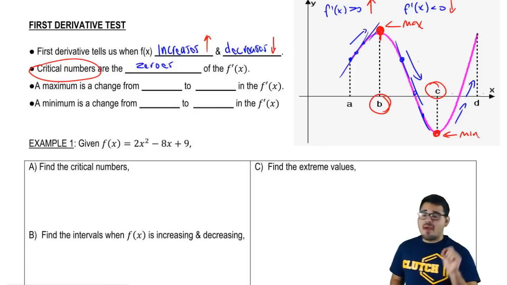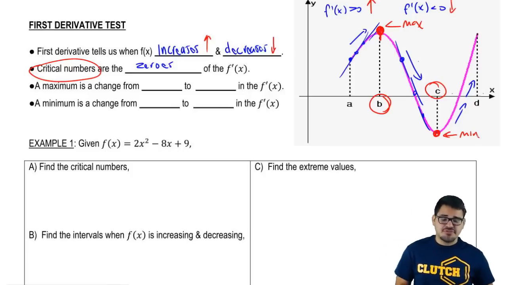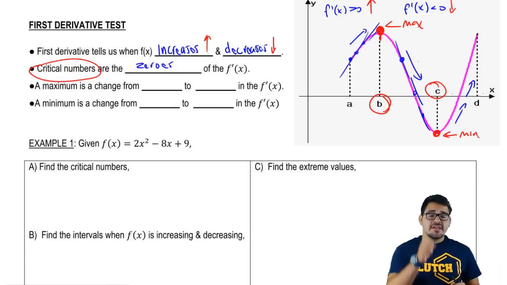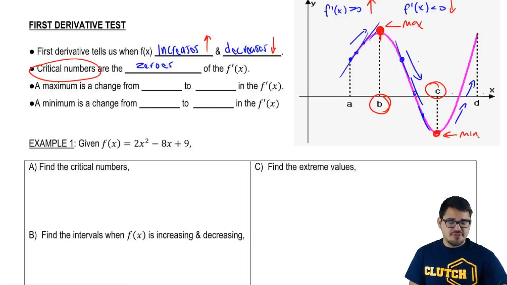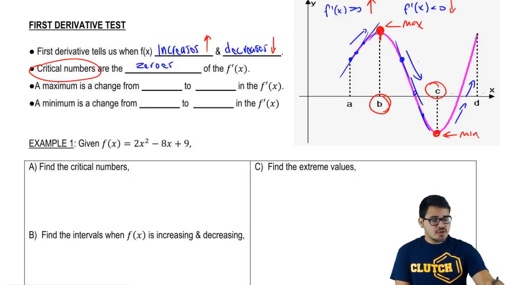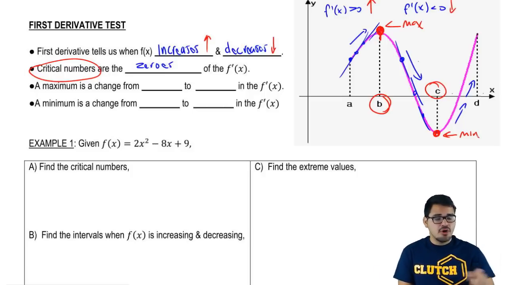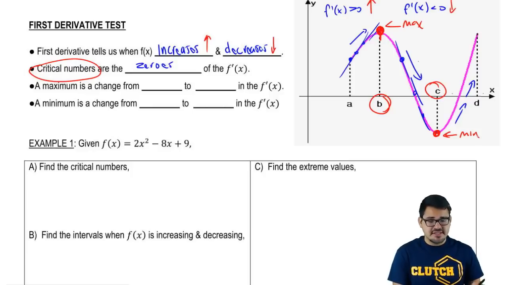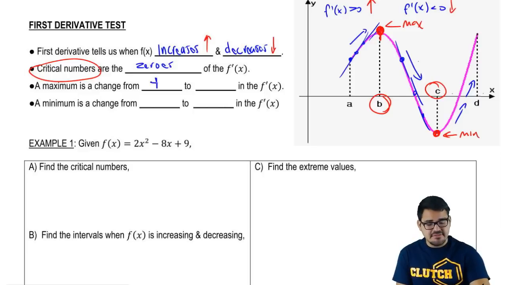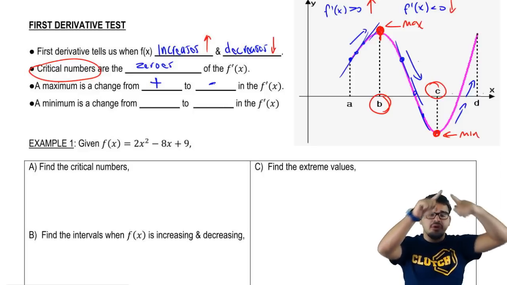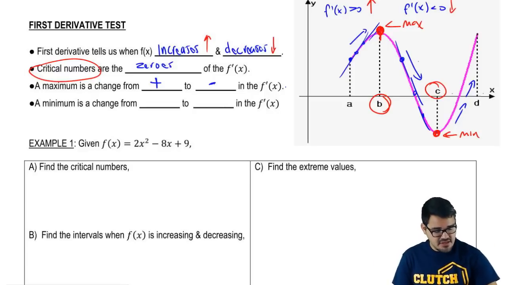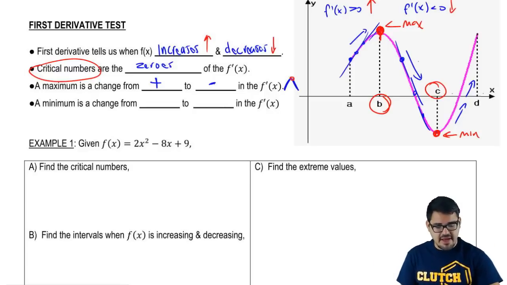And we're going to have a maximum, which is going to be a change from increasing to decreasing, as you guys see here for letter B. For letter B, it goes from increasing to decreasing, which means that our derivative is going from positive to negative, right? So if we go from positive to negative, we're going to have a max. And we're going to see it like this. Going from positive to negative, we're going to have a nice little max there, right?